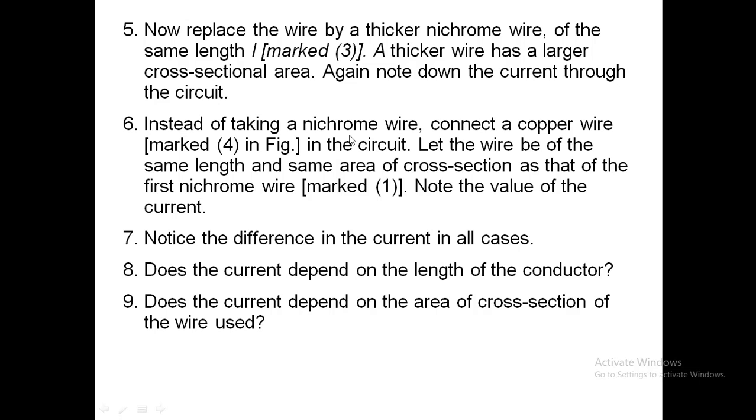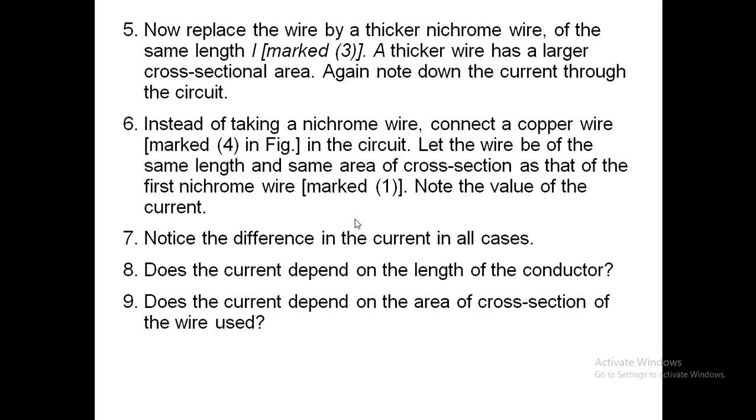Instead of taking a nichrome wire, connect a copper wire, mark it 4 in the figure. Let the wire be of the same length and the same area of cross section as that of the first nichrome wire. That means the difference between the first wire and the fourth wire is only the material, whereas the dimensions are the same. Now note down the value of current again.